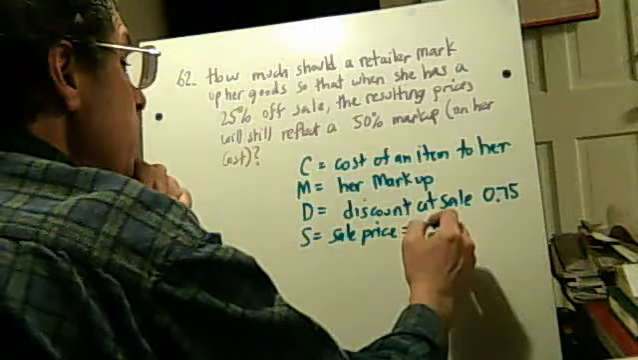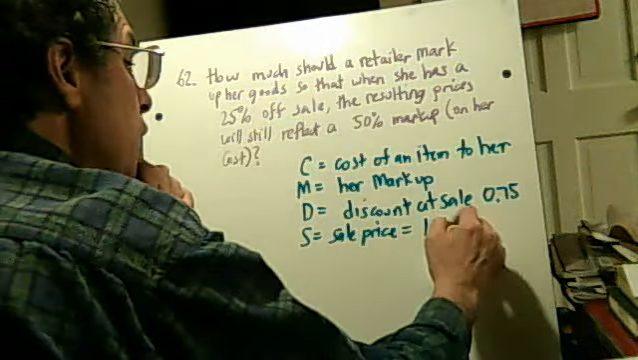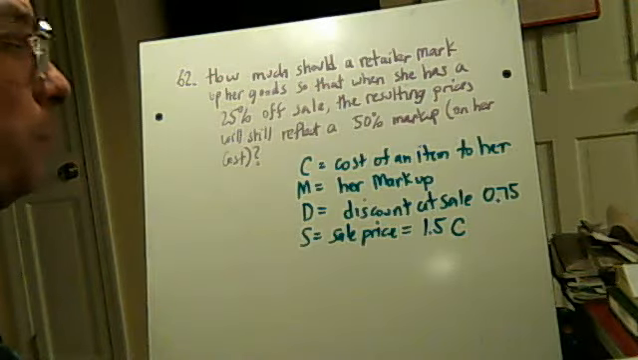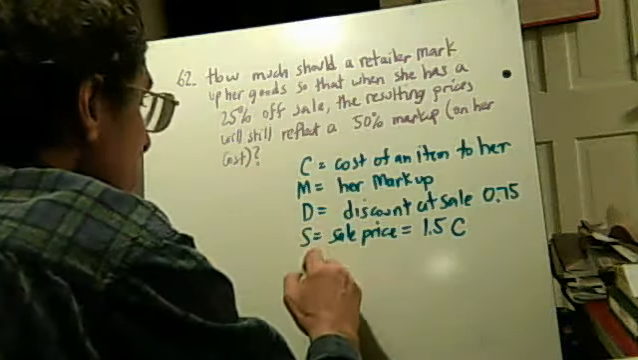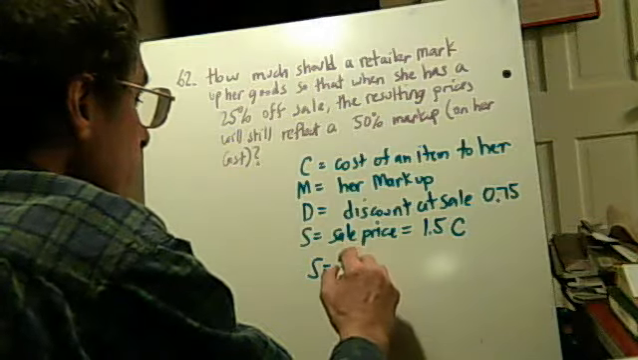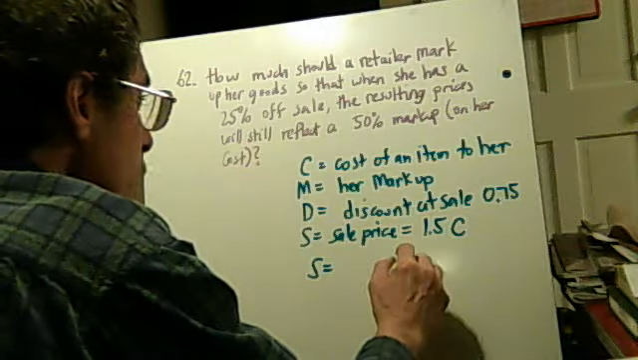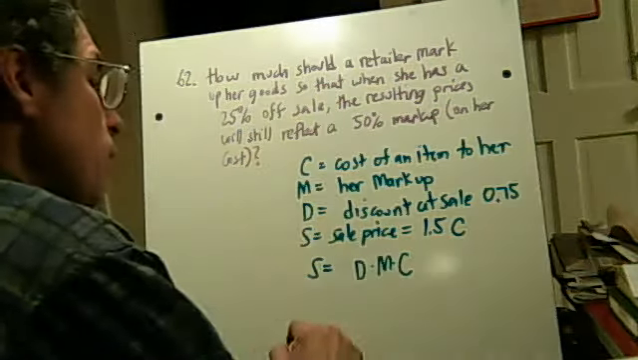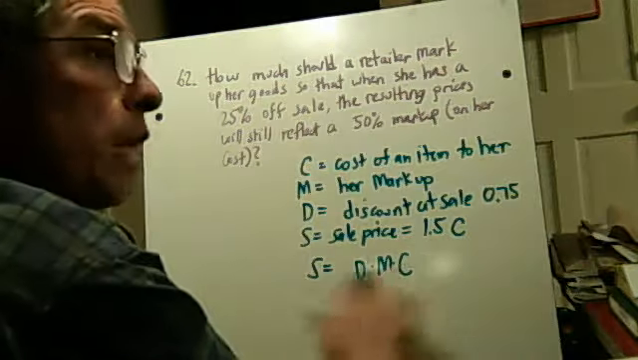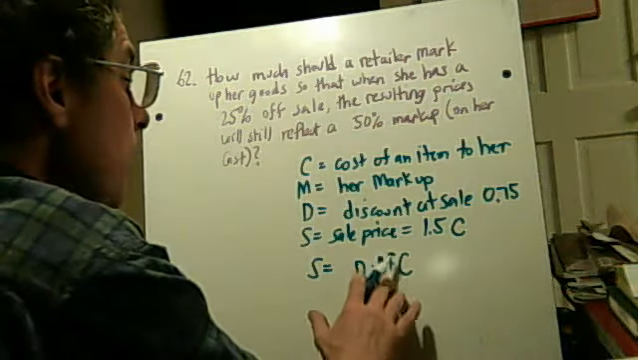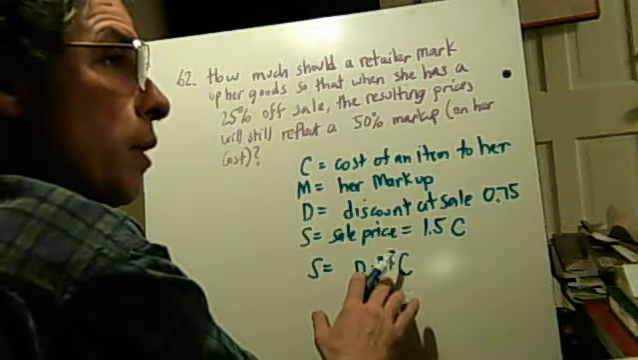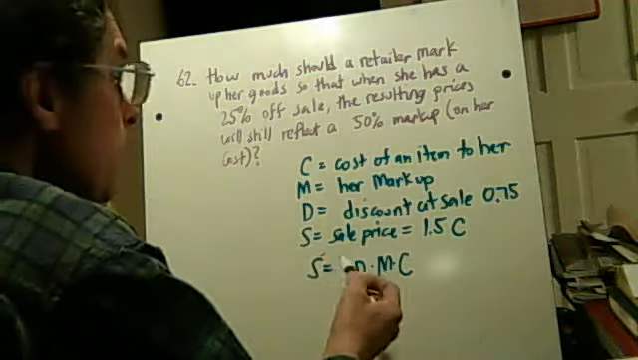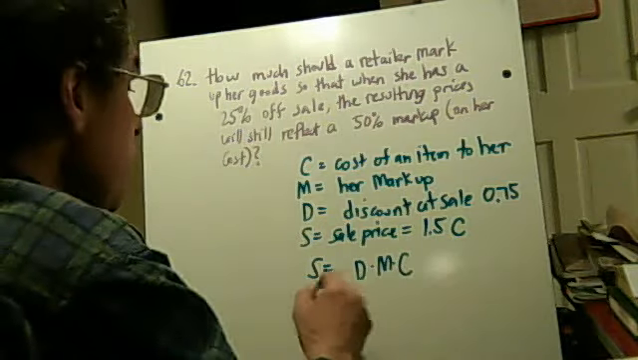Now you want this to be equal to 1.5 times the cost. That's your objective, because you want to get a 50% markup. But we know that the actual sale price can be written as the cost times your markup times the discount. Now this is just a little algebra, and you can use this to solve for how much do you need to mark it up to get the 1.5 times the original cost at your sale.